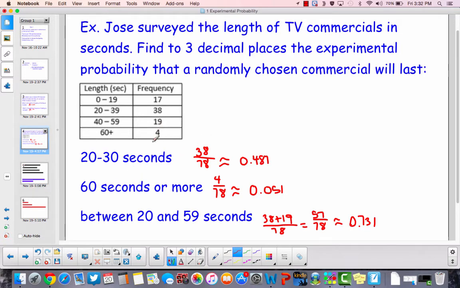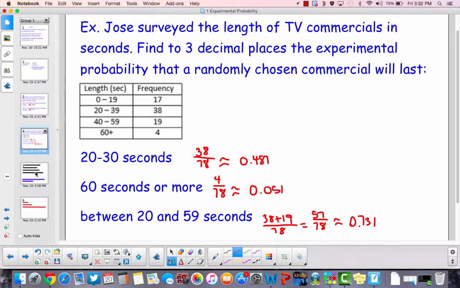60 seconds or more, there's only 4 of those, so 4 out of 78. That's approximately 0.051, or 51 thousandths. Between 20 and 59 seconds, well, that's these two together, so we have to add the 38 and the 19 together, and we get 57 out of 78, which is approximately 0.731. Now, experimental probability is what happens. This was an experiment. Okay? This experiment gave us this.